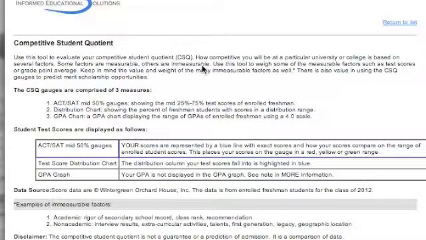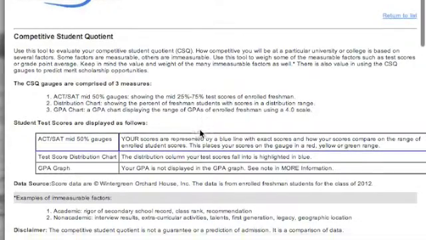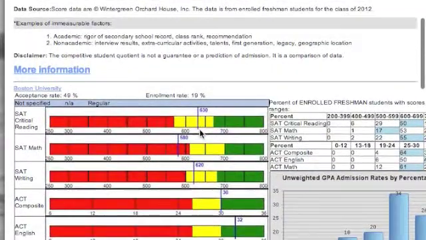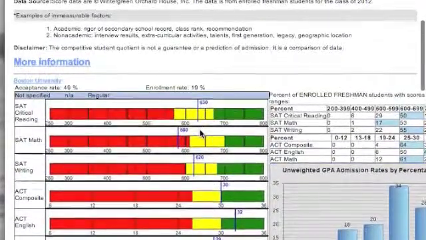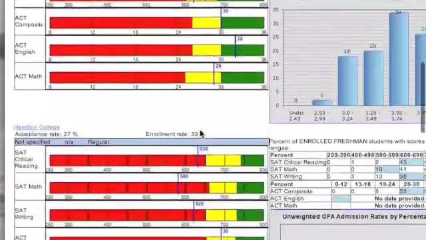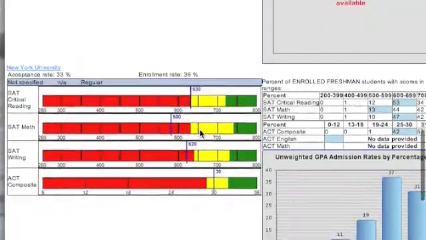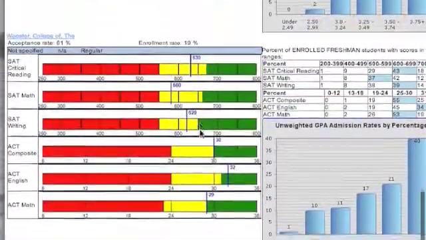So this is under the list of My Colleges that the student has put on, and here you will see the CSQ for each college on that list. So this is Boston University, Hamilton College, New York University, and Worcester College.